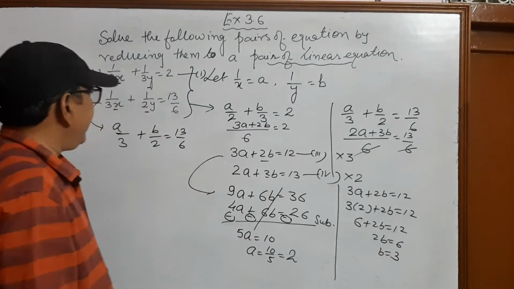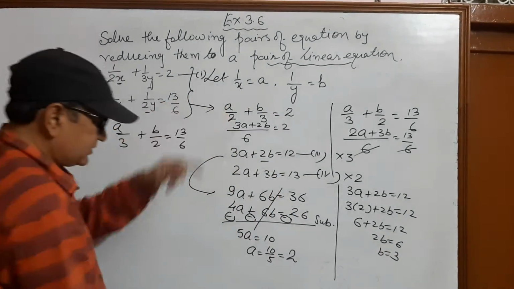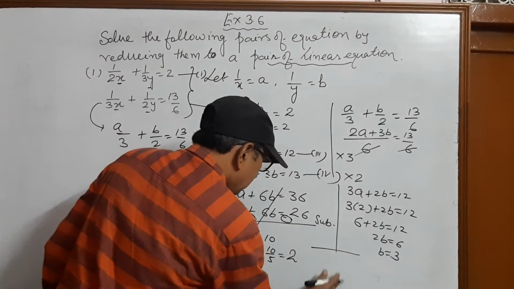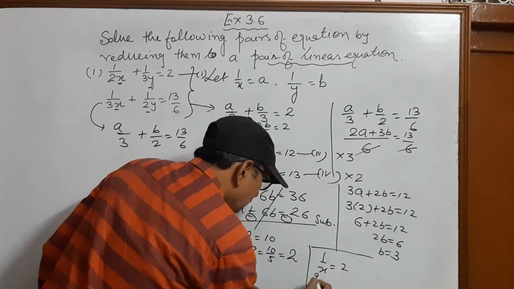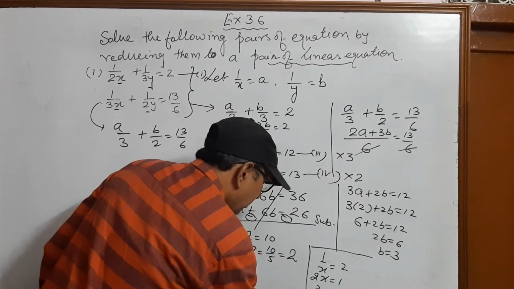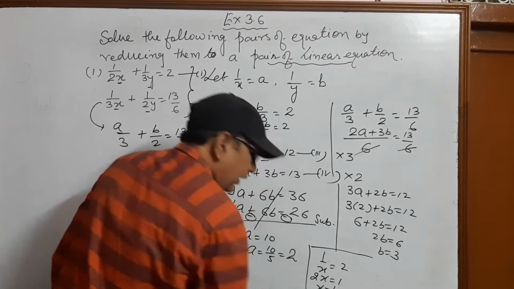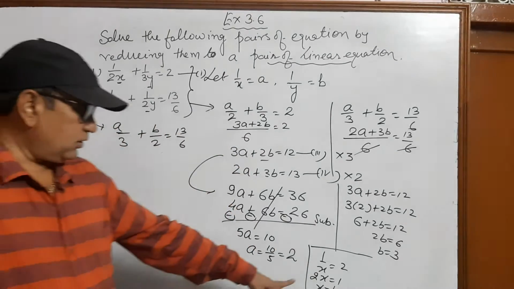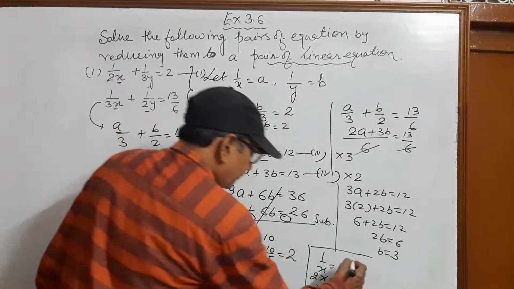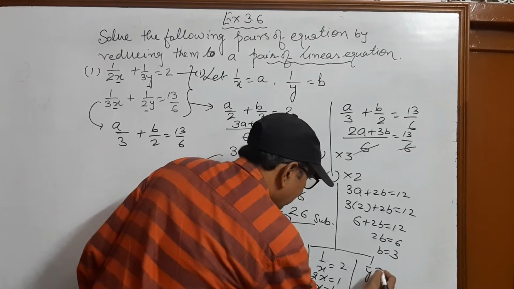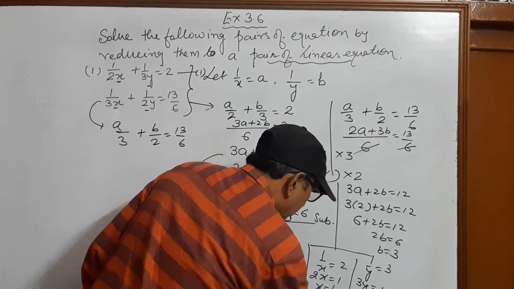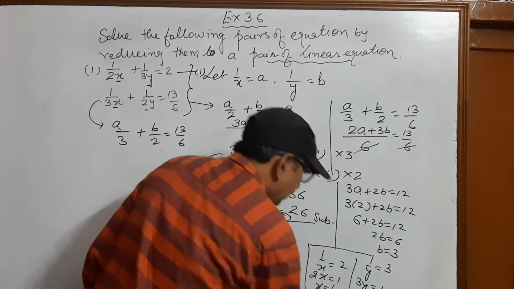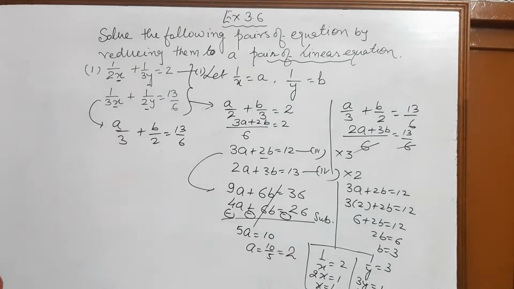Now what have we written here? a is 1 by x. So 1 by x equals 2. So 2x equals 1, x equals 1 by 2. I'll adjust the camera so you can see the bottom line also. 1 upon y is 3. So 3y equals 1. So y equals 1 upon 3. These are the solutions for x and y.